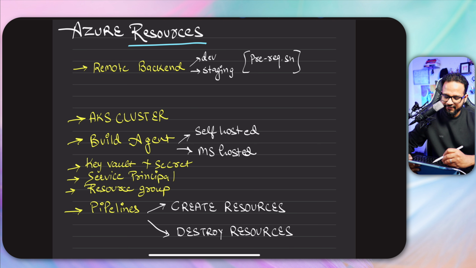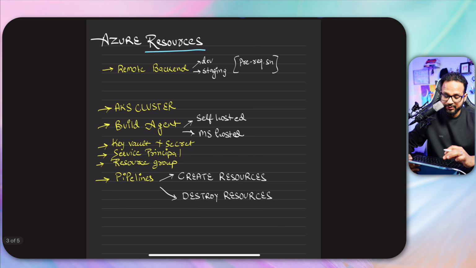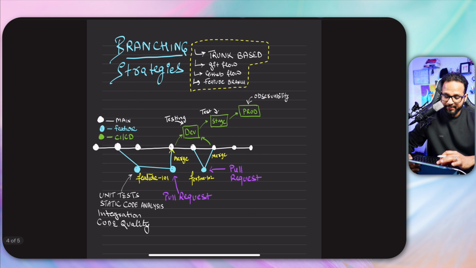Then we'll have Key Vault and secret created. We'll have a service principal, resource group, and two pipelines, one to create the resources and one to destroy the resources. So that's what we'll be doing. Now, the branching strategy.